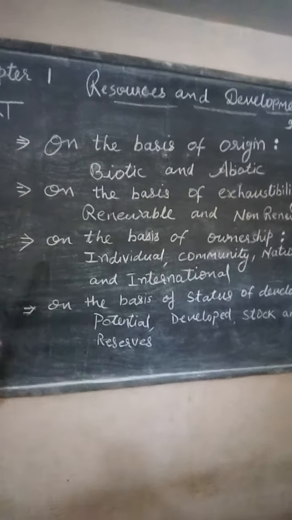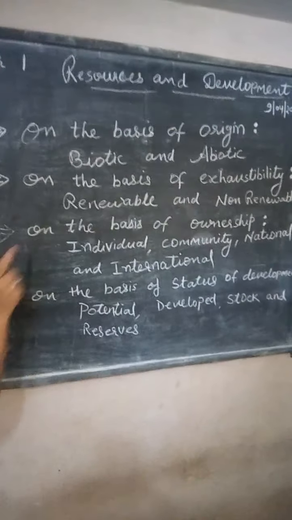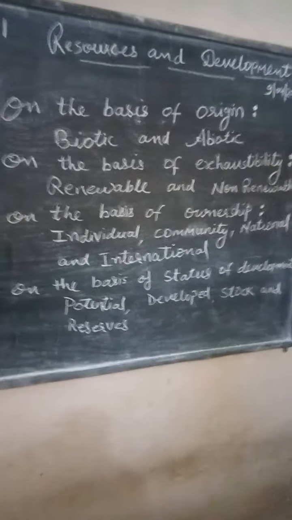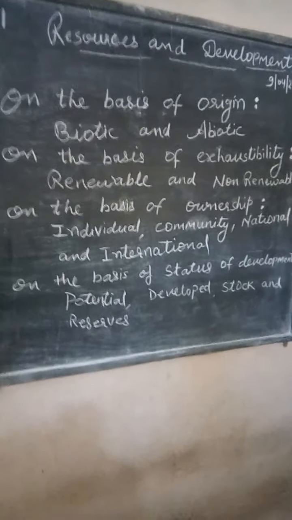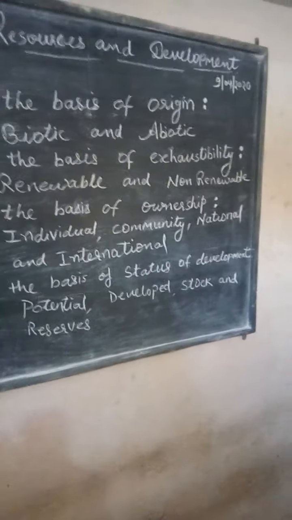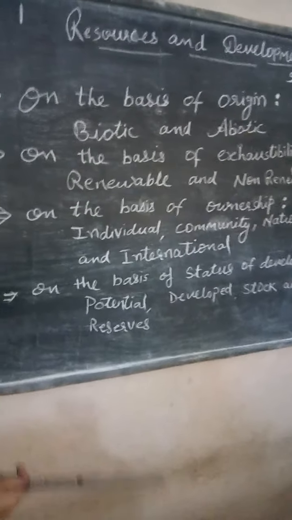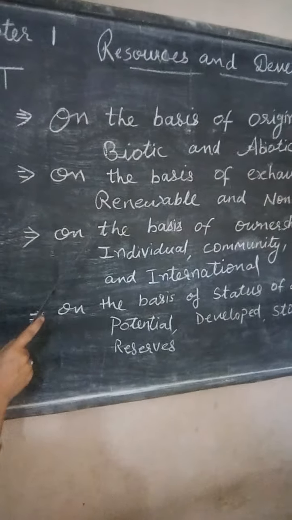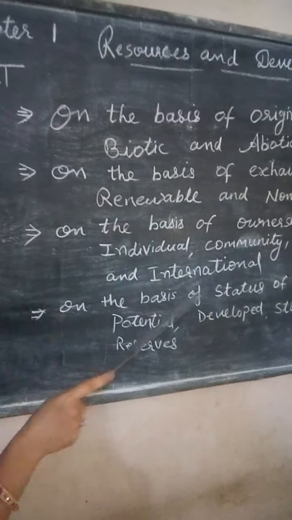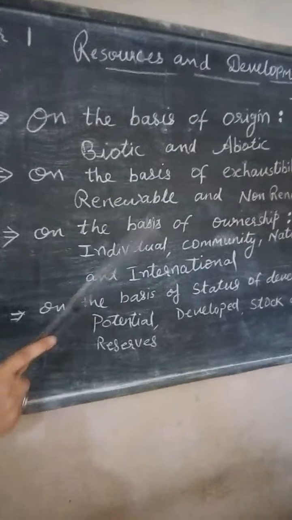Now our second classification is on the basis of exhaustibility. On the basis of exhaustibility also we can divide the resources into two types. First one is renewable, second one is non-renewable. First of all, I will explain what renewable resources are. Renewable resources, by the name it is clear, means we can regenerate them again.